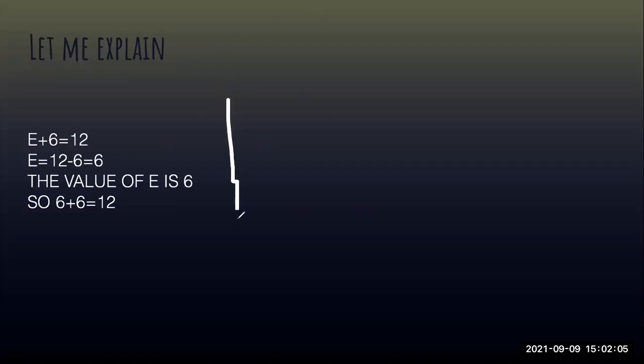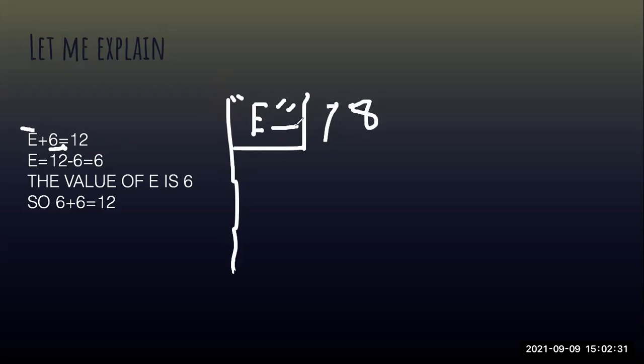Just remember the rules here. There's a variable over here and there's a number over here. Variable means it's a number replaced by a letter. E could be 7, E could be 8, E could be 6. We need to find the value of it. E could be any one of these.